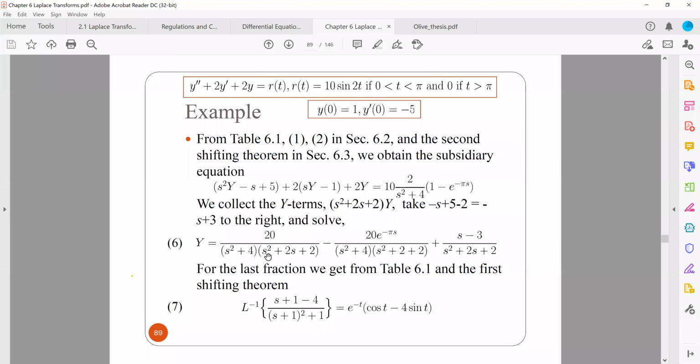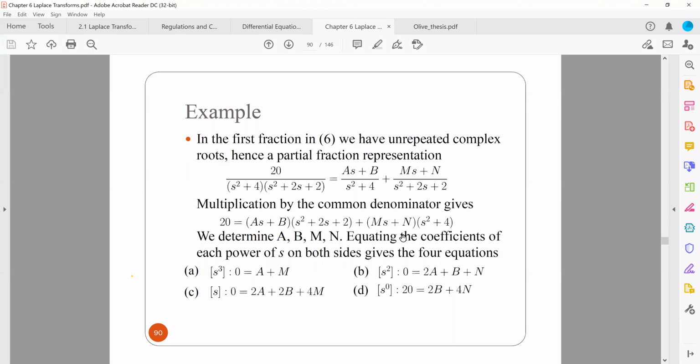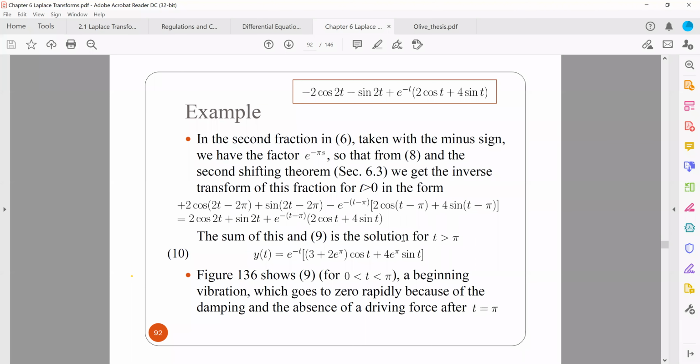Okay, so we have done this and we have done this. Now there's this one. You'll see that this one is exactly the same as this, except that it has this e to the minus pi s. If we use that shifting theorem again, we just bring in that e to the minus pi s factor, okay? And then we do our substitutions and we'll end up with, for t greater than pi, we will add it, and this is what you end up with as your solution.